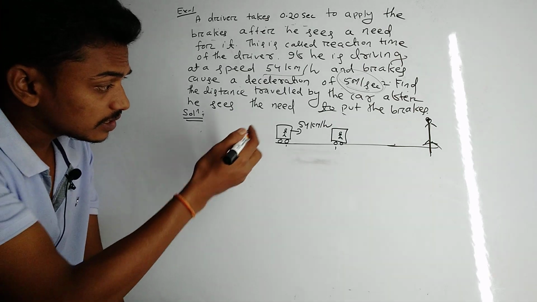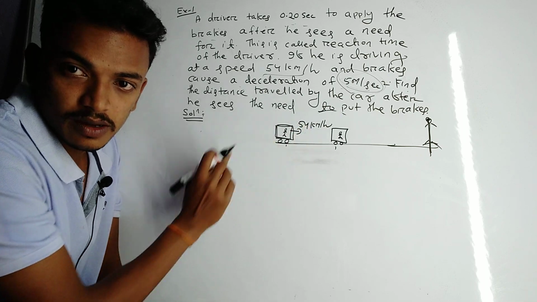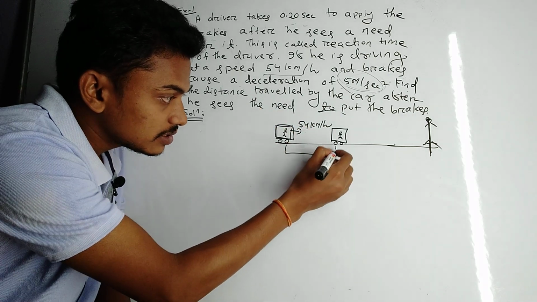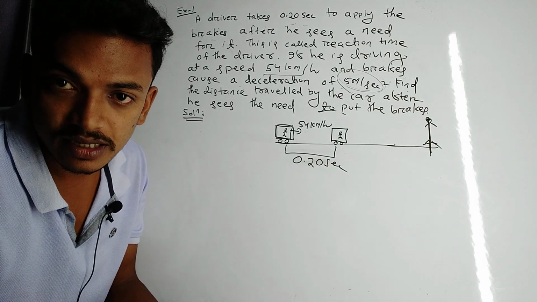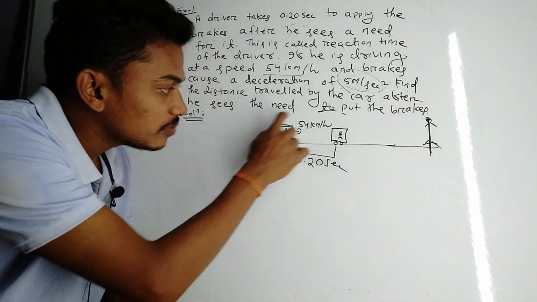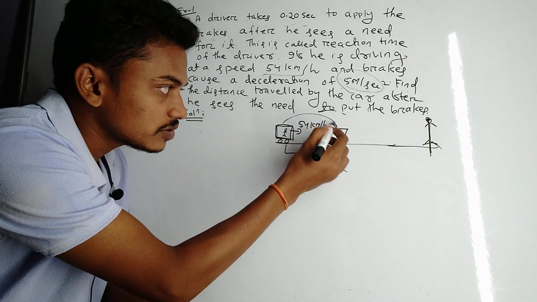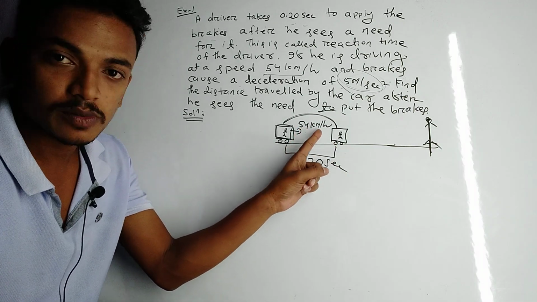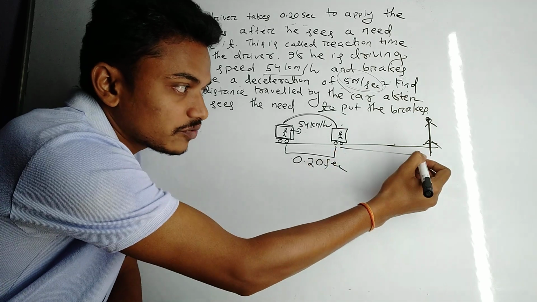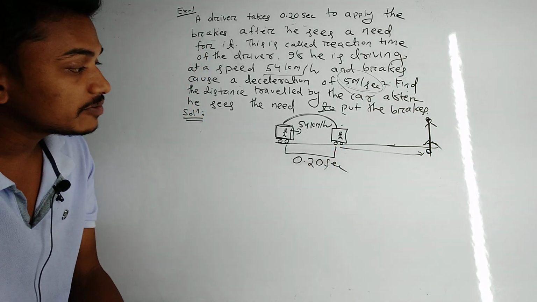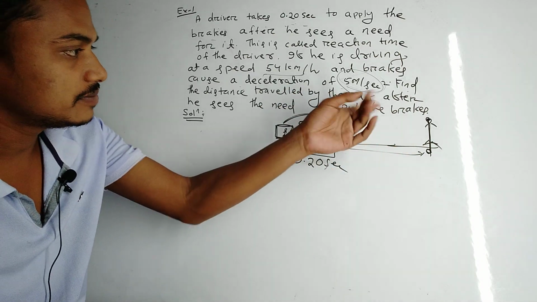The question was that a car was traveling with a speed of 54 km per hour. The reaction time means the driver takes 0.20 second to apply the brakes. During this time the car moves with uniform speed, that is 54 km per hour. After this he applies the brake and stops here. So the question is to find the distance covered by the car.